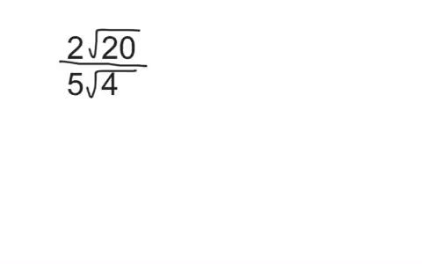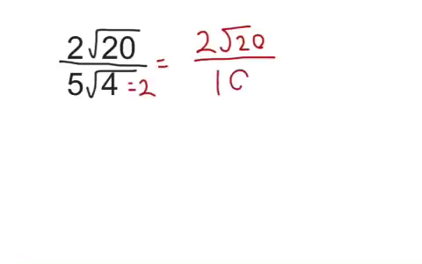Is 4 a perfect square? Yes, it's 2. So I have 2 root 20 on the top, all over 5 times 2, which is 10. Now, 20 can be simplified.